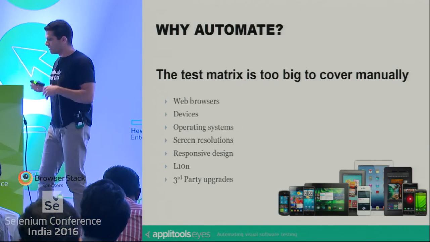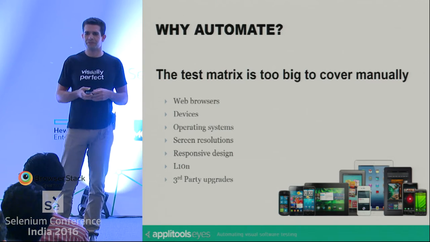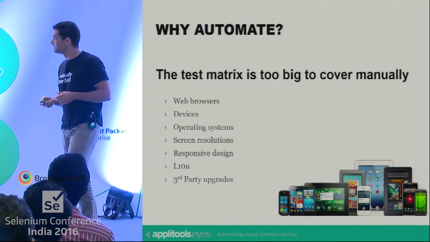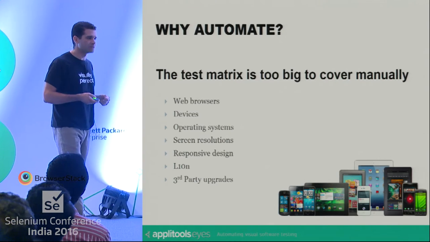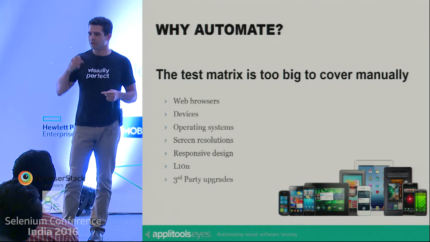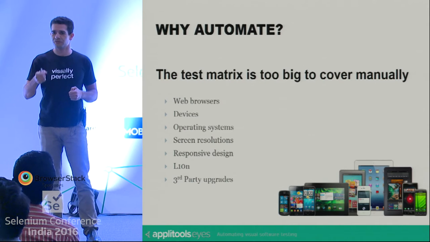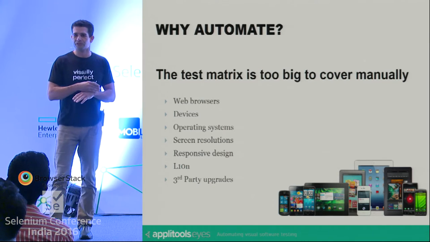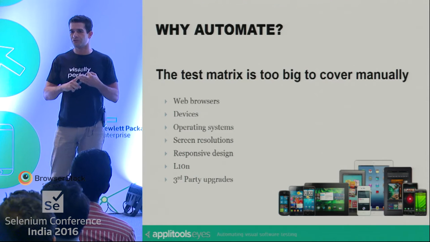So why should we bother automating this type of testing? Anyway, we've been managing without automation and been testing this stuff manually for 30 years now, right? So there are many reasons, but the most important one is that the test matrix is just too big to cover manually. Think of all the different web browsers and devices and operating systems and screen resolutions. We all know that if a site looks good on IE, it doesn't mean that it would look good on Chrome, right? And if an application looks good on a widescreen, it doesn't mean that it would look good on a smartphone. So we have to test across all these different environments, and doing it manually takes a lot of time and money, and it's also error prone.